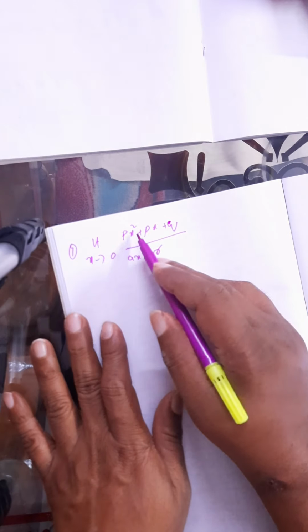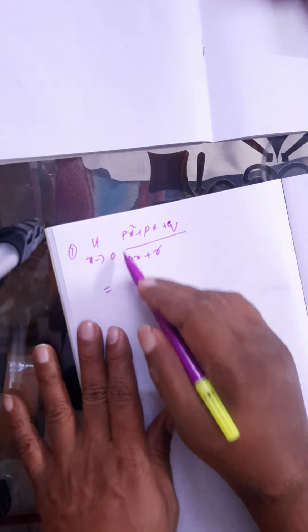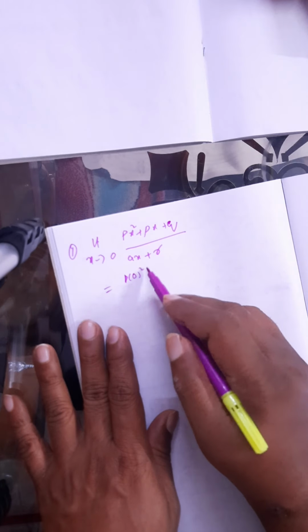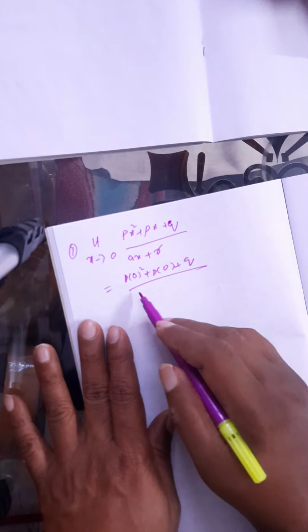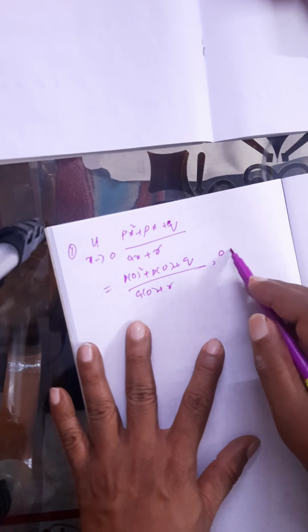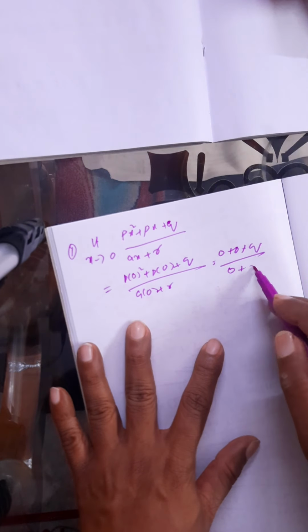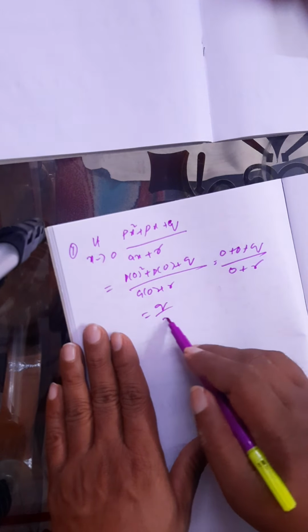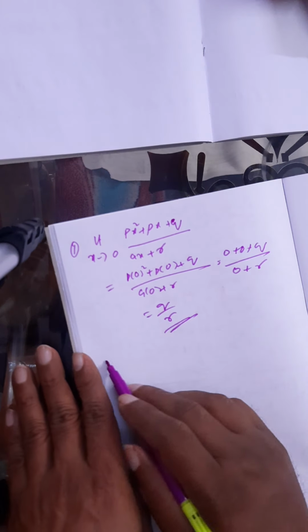Now the numerical problem. See here: (px squared plus px plus q) divided by (ax plus r). Directly apply the limit: p into 0 squared, p into 0 plus q, divided by a into 0 plus r. So this is nothing but 0 plus q divided by 0 plus r, which is q by r. The limit of this function equals q by r.